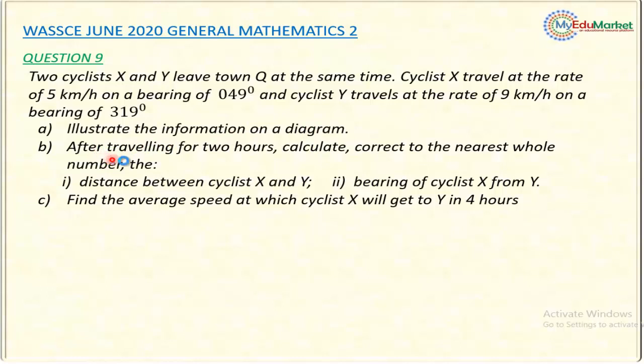B. After traveling for 2 hours, calculate, correct to the nearest whole number, the distance between cyclist X and Y. And Roman 2, we have to calculate, correct to the nearest whole number, the bearing of cyclist X from Y. And question C is requesting us to find the average speed at which cyclist X will get to Y in 4 hours. So let me attempt to answer all those questions.